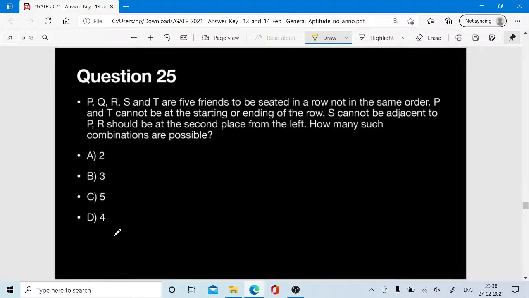Question number 25. P, Q, R, S, T are 5 friends to be seated in a row, not in the same order. P and T cannot be at the starting or ending of the row. S cannot be adjacent to P. R should be at the second place from the left. How many such combinations are possible? 2, 3, 5, 4. Let us see the right answer here.